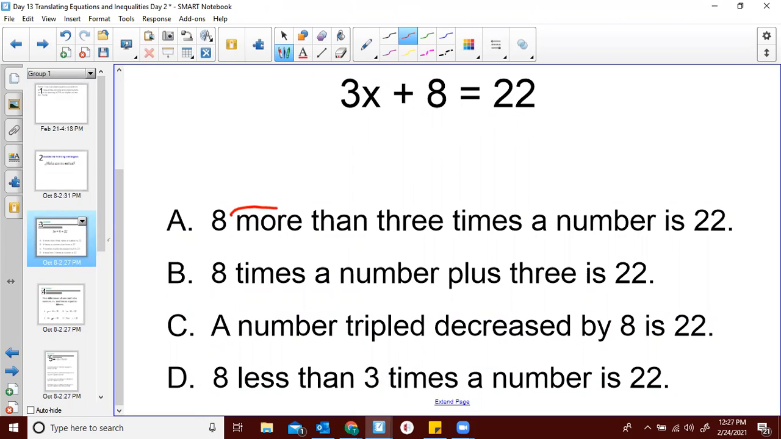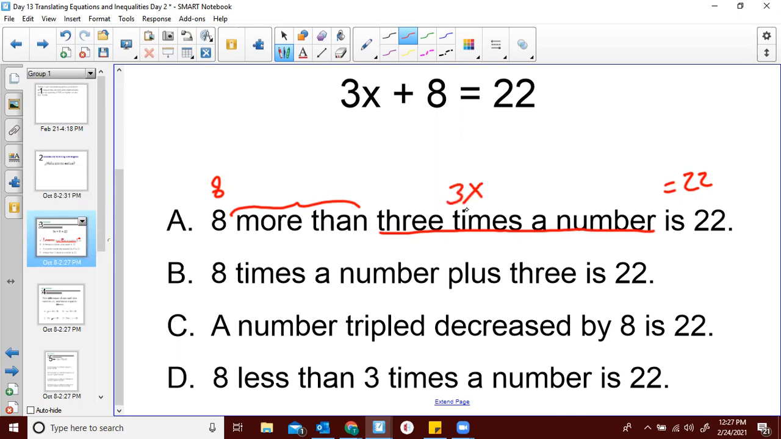So 8 more than 3. Well, we know that more than is going to be a turnaround phrase. So red flag right there. 8 more than 3 times a number is 22. So I know my equals is going to be here for 22. So I have 8 more than 3 times a number. This is all one entity, let's say. It's going to be one part of our equation.